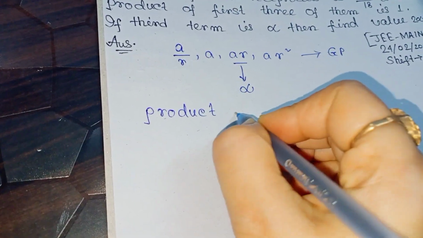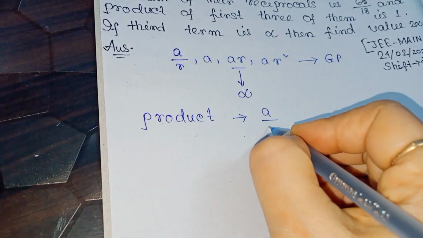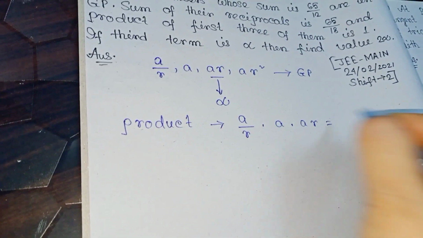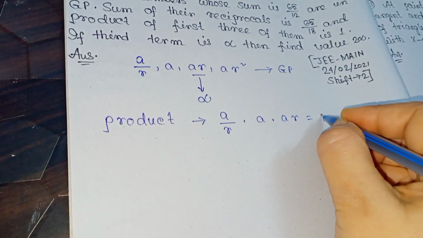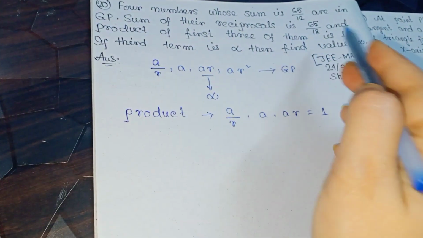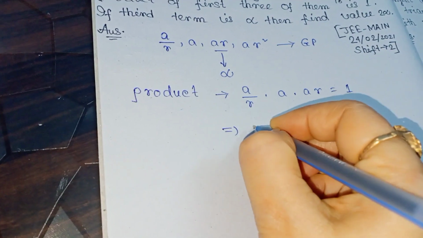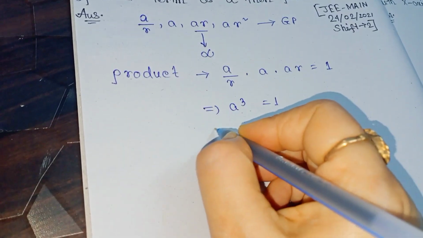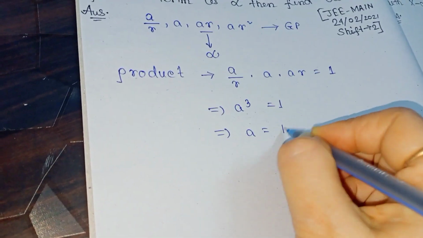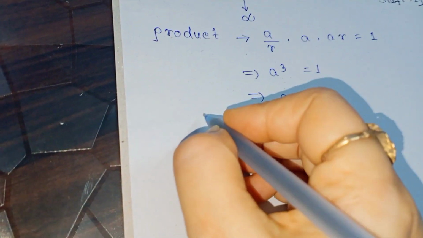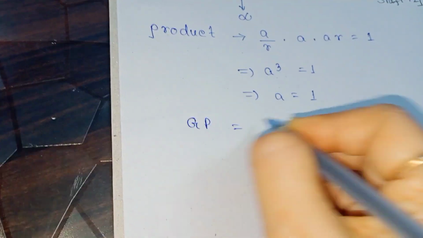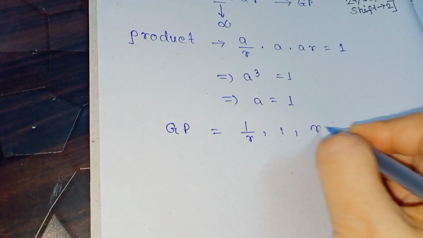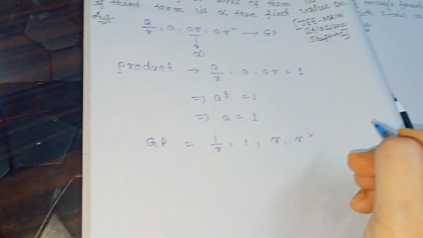Product of the first three terms, A by R into A into AR, is given as 1. So that implies A cube, R and R are cancelled off. A cube is equal to 1 and that implies A is equal to 1. So the GP is 1 by R, comma 1, comma R, comma R square. This is the GP.